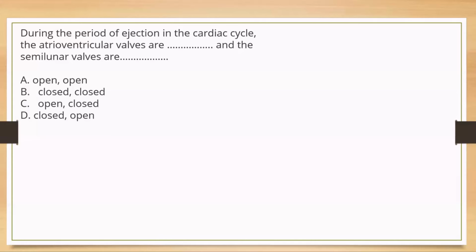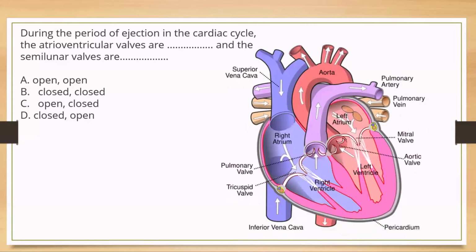And of course, if the AV valves begin to close because of the pressure, so that blood doesn't flow backwards into the atria, then it also opens another door, the semilunar valves, so that the pressure will push blood away from the ventricle. That is exactly what is happening in ejection in the cardiac cycle. So during ventricular contraction, the AV valves are closed, whereas the semilunar valves are opened.